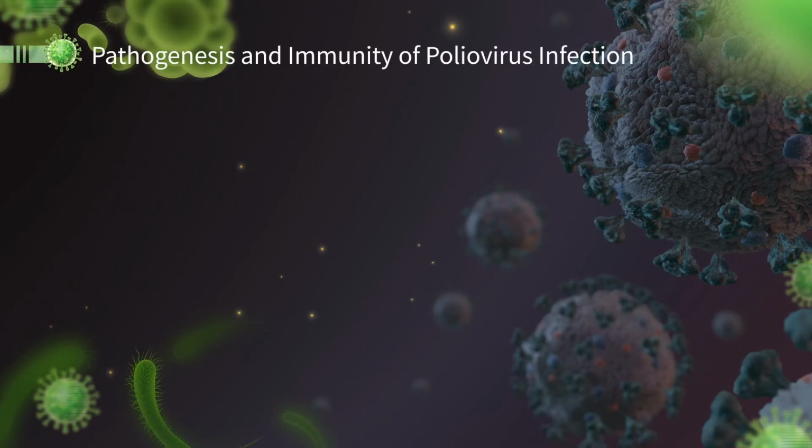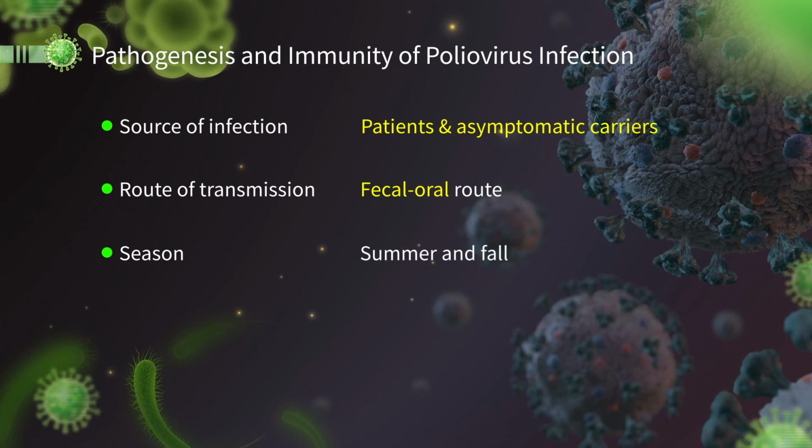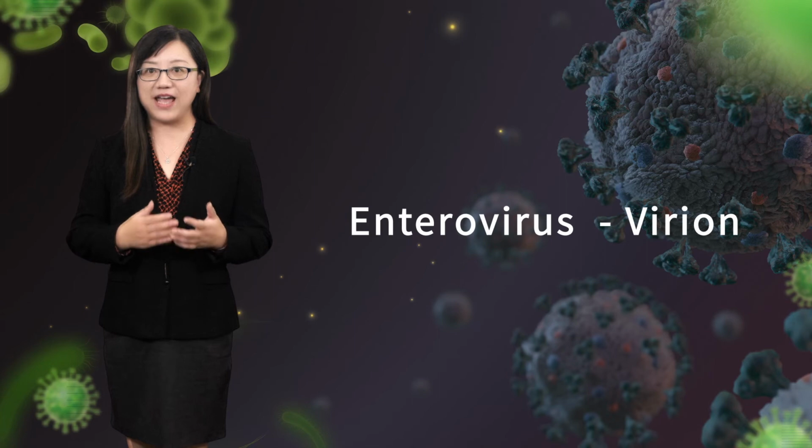Summary of pathogenesis and immunity of poliovirus infection. Source of infection: patients and asymptomatic carriers. Route of transmission: fecal-oral route. Season: summer and fall. Immunity: permanent, type-specific. The virion of enterovirus.